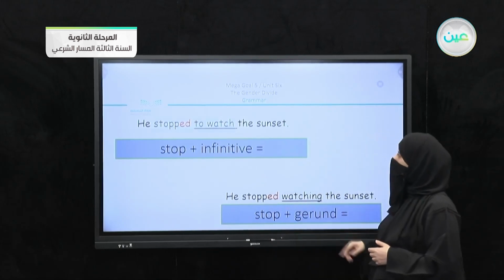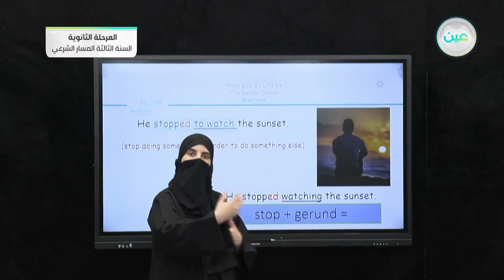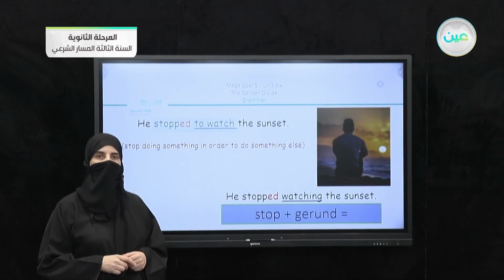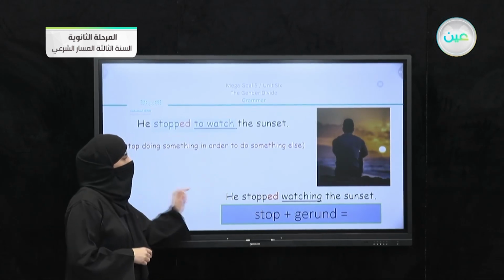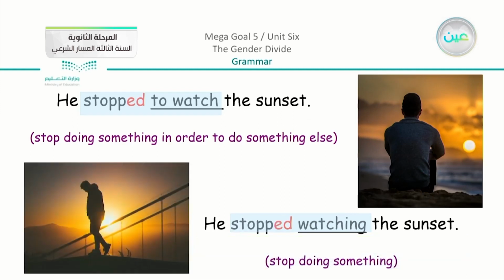Which means that we have here this young man who stopped doing something in order to do something else. So let's just say that he was walking and then he stopped walking or going his way to watch the sunset. The other example: he stopped watching the sunset. We have here stopped with the gerund, watching. We can see that he stopped the action of watching and he completed another action. So you can see that there is a very clear difference in meaning. We have the same verb stop, but with the infinitive or the gerund, the meaning is different.